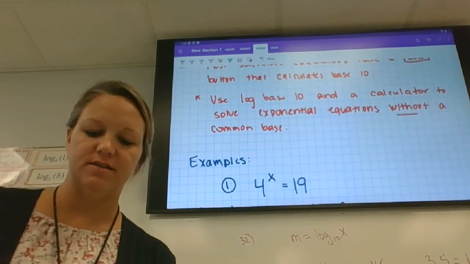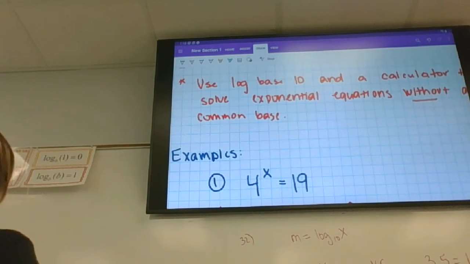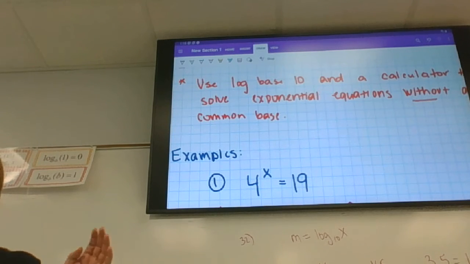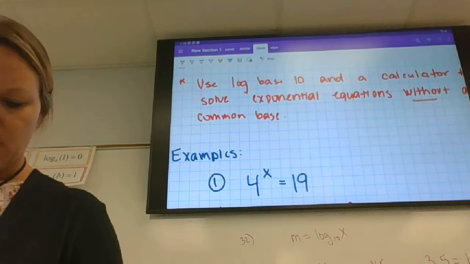Can anybody predict what power of 4 might equal 19? Okay, our prediction is 2.5. 4 squared is 16, and 4 to the third is 64, so that's a big gap. Maybe 2.2. That's a really good prediction. Like I said yesterday, historically these numbers were just written in books, and people would just look them up.